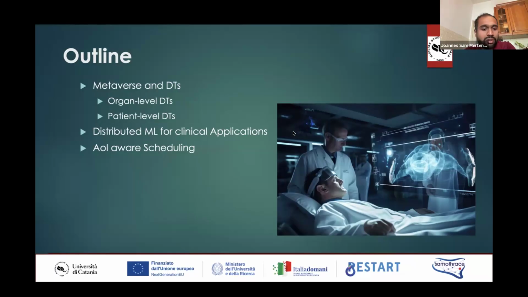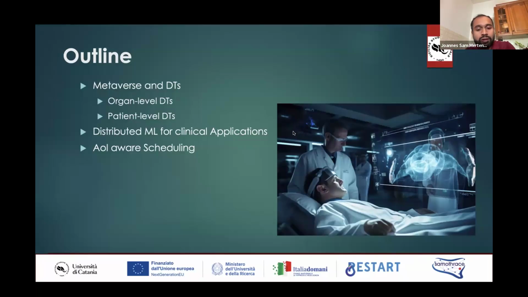So instead of physically visiting the patient room, the doctor can just put on his Oculus or MetaQuest device, navigate virtually into the patient room, and study or analyze the status of the patient and also the organs.